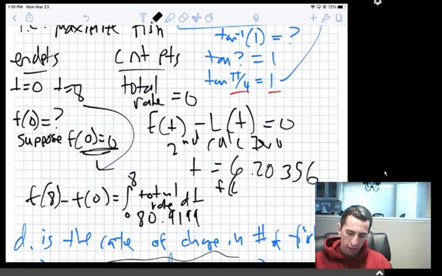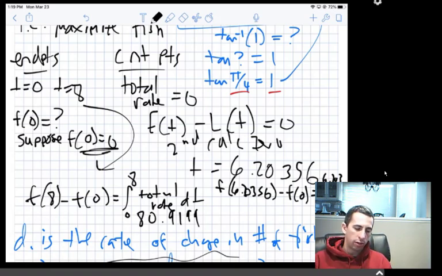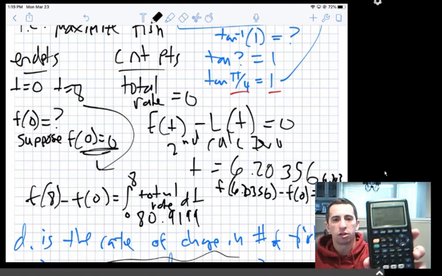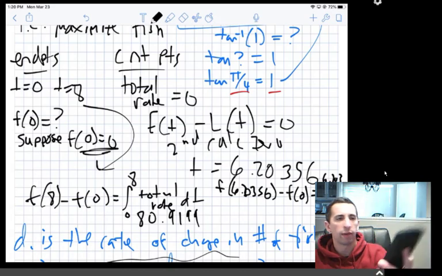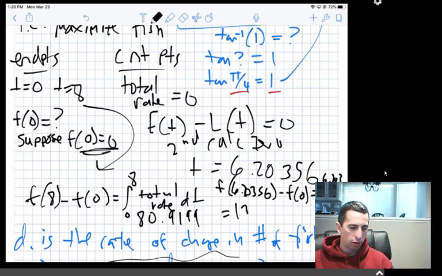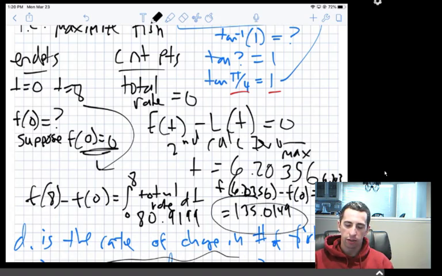And then if I want to find this here, again, this is the same thing. So I do f of 6.20356 minus f of 0, which is the integral from 0 to 6.203 of that total rate. So again, I need to integrate the rate in minus the rate out. So let me just second enter it again. And all I do here is change the bounds to 6.20356. So I do the same kind of integral, and I get my answer there, which is 135.0149. So this is where we're going to have the max at the 6.203.